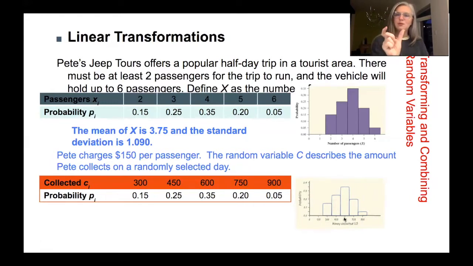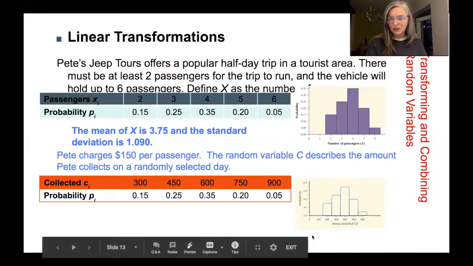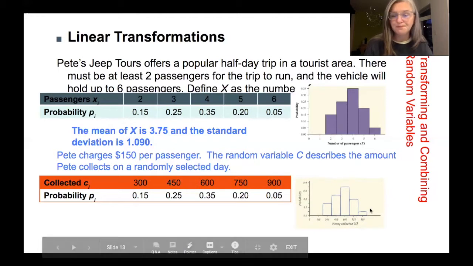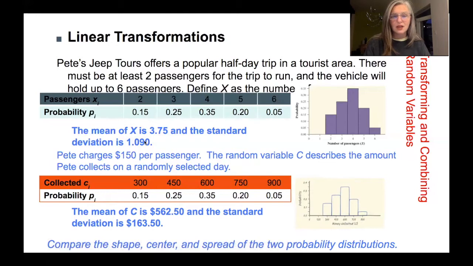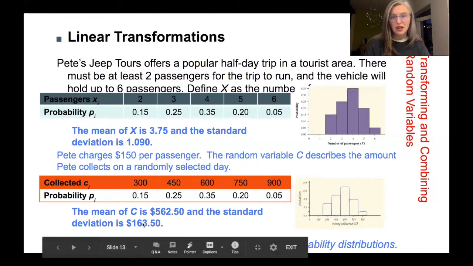So think about taking this bar graph, and what we've done is we've just shifted it way up the number line, way up the x-axis, all the way up to the 300 to 900 range, okay? And now the mean is about 562.50, which is 3.75 times 150. And the standard deviation is 163.50, which is 1.090 times 150, okay?